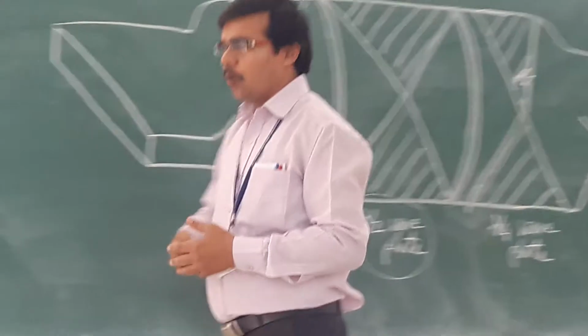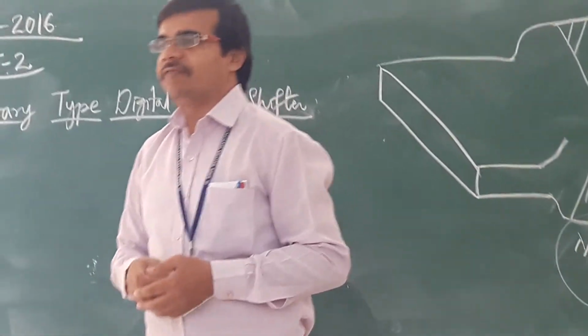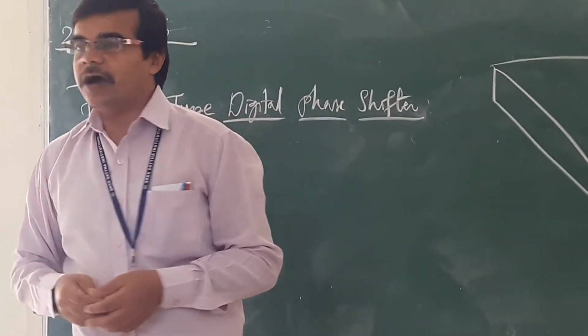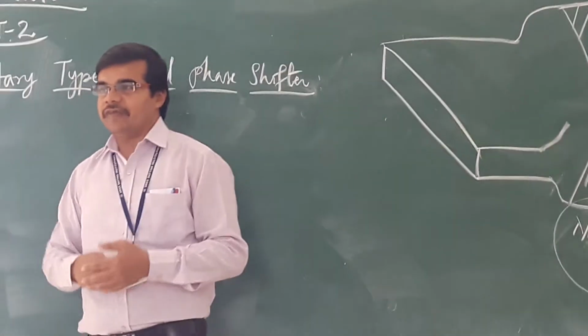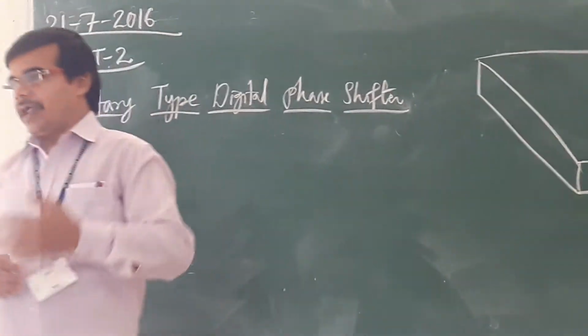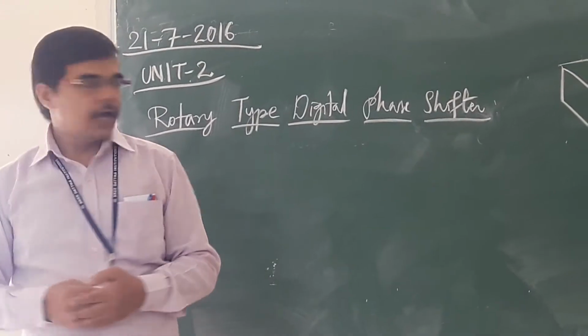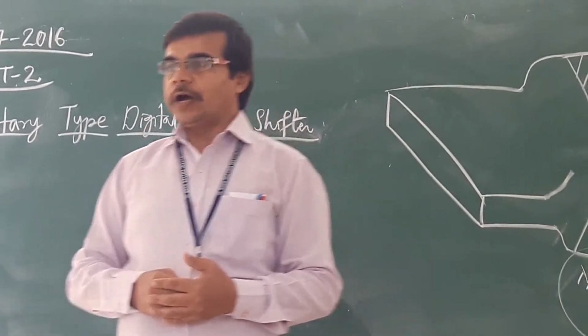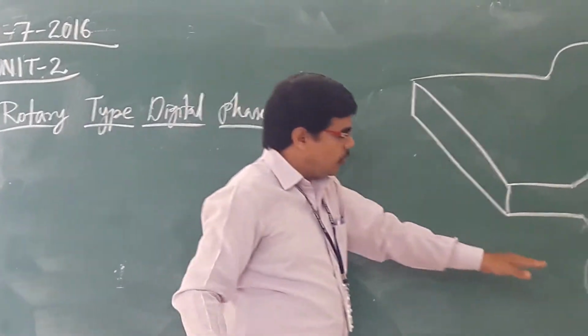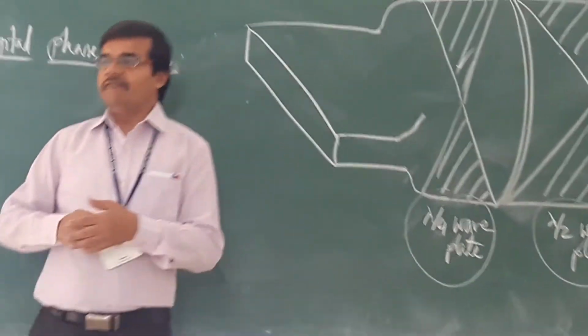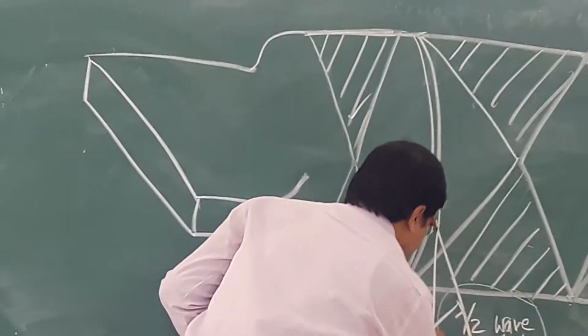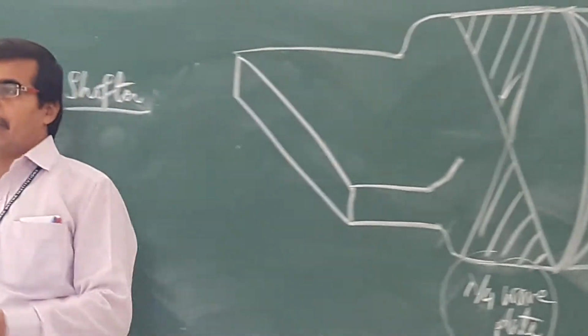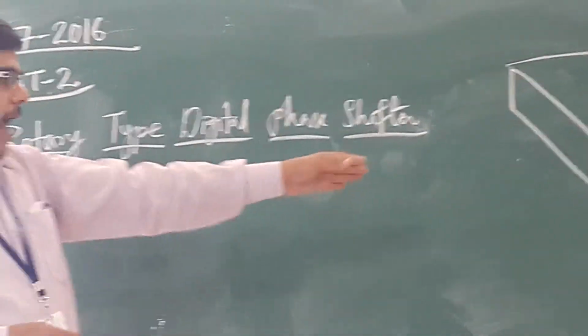Now what will the lambda by 4 wave plate do? They will convert the linearly polarized wave into circularly polarized wave, and circularly polarized wave into linearly polarized wave. That is the activity done by the lambda by 4 wave plate. We can rotate this to some angle. Let us assume the angle to be theta.